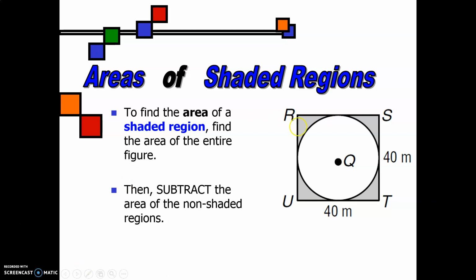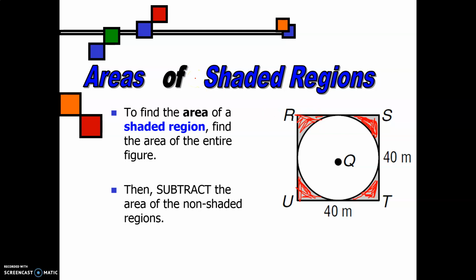If you look at this figure here, we have a square, and we have this little shaded portion that is right in between the circle and the square. And these regions here are what we're looking for. We want to find the area, and it's quite simple to find that area.